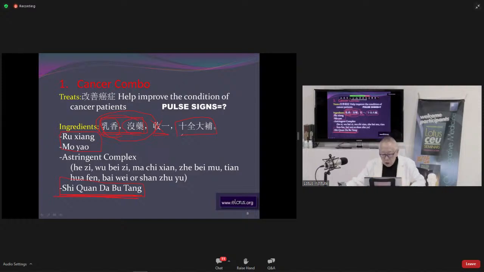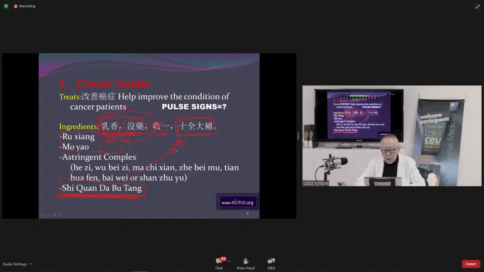But anyway, 十全大补 is a funny combination. I cannot remember how I came up with it, but it works. So the proportion will be like this. 35, 35, 30, make it 100. Okay, you can skip the astringent, whatever. 乳香没药 35, 35, 十全大补 30.